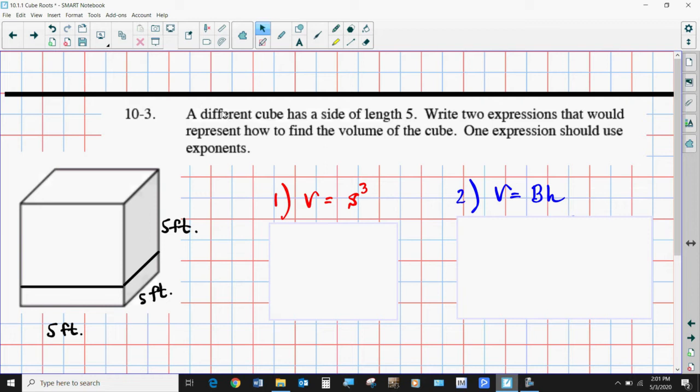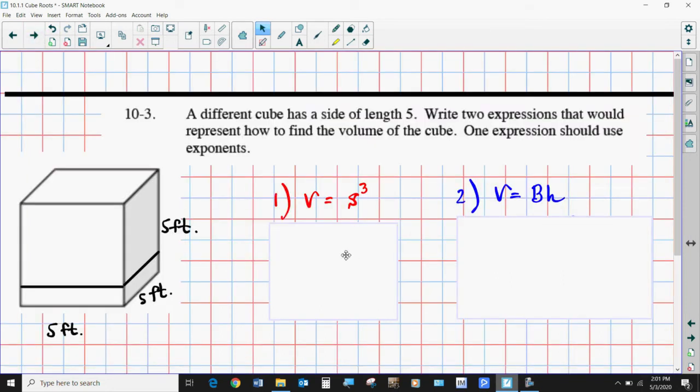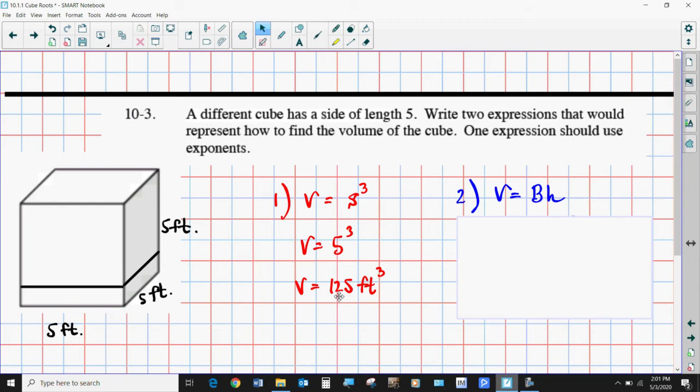Now this one says a different cube has a side length of 5. Write 2 expressions that would represent how to find the volume of the cube. Okay, so this formula that I have in red right here, volume equals side length cubed, only works for cubes. It does not work for any other prism. It's only going to work for cubes, but it does work for cubes. So if you wanted to just say 5 is the side length, and you cube that, what is 5 cubed? It is 125 cubic feet.